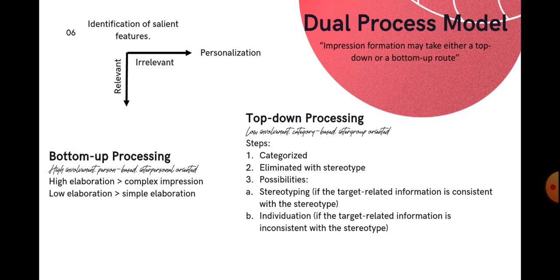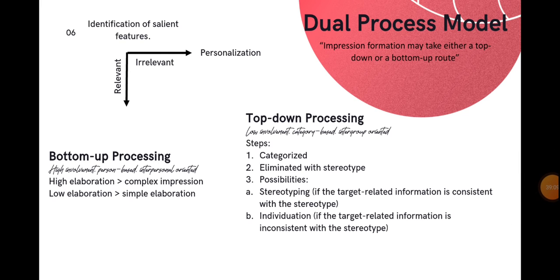So in the first step, which is the categorization, the salient features can be used to make a category. So for example, in the target I used earlier, which is an old bearded man that is wearing glasses, I can categorize him into, for example, a lecturer or something. And then I will progress further into the second step, which is to eliminate with stereotype.